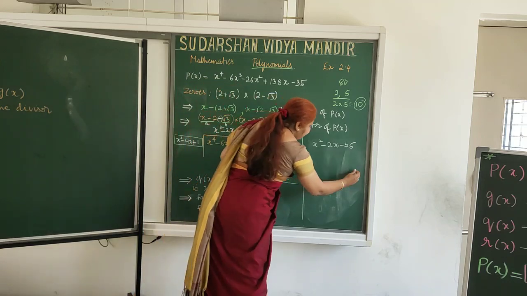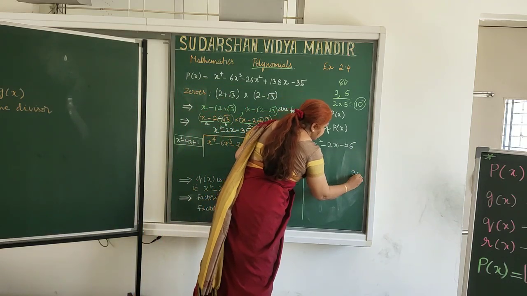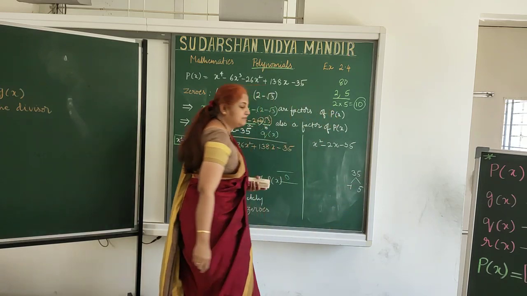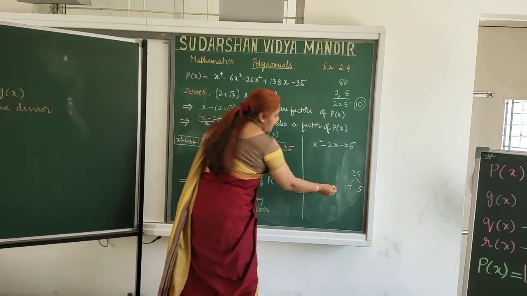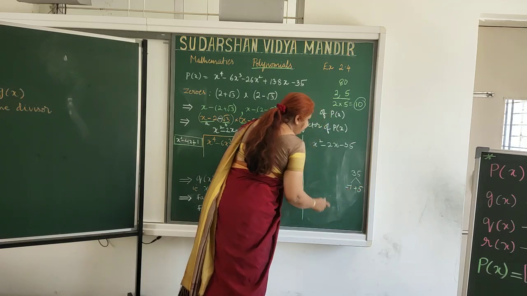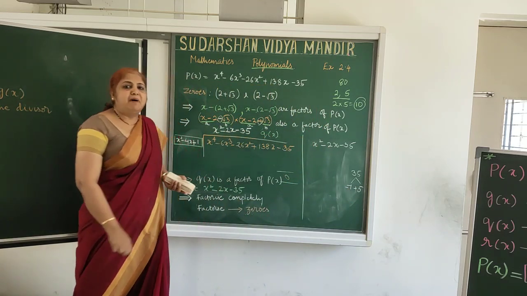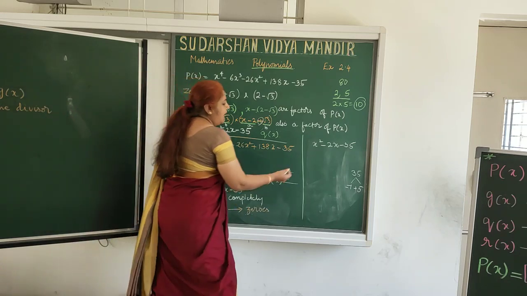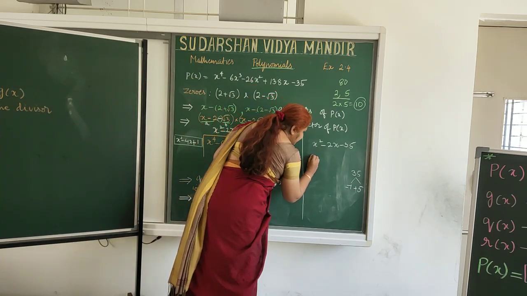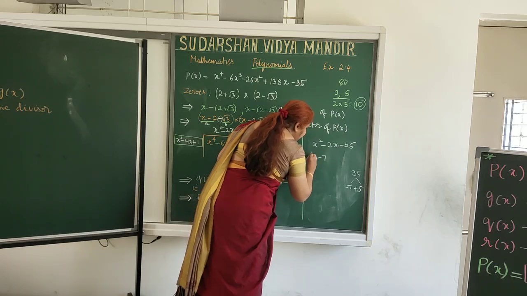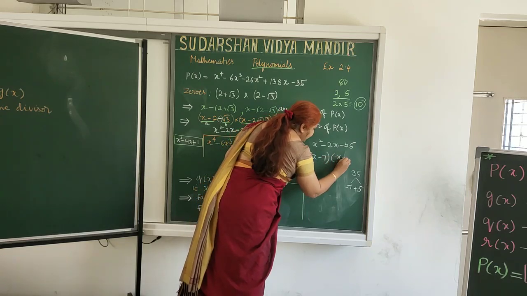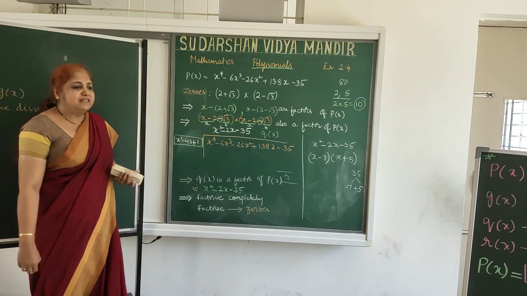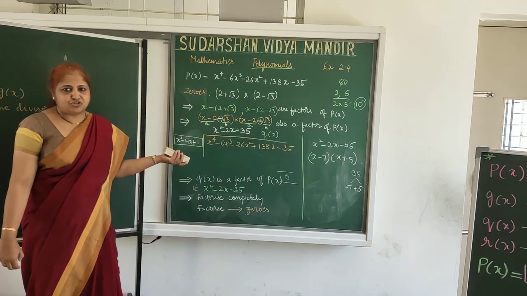If you take 35, the factors 7 and 5, minus 7 plus 5 will give you minus 2 and minus 7 into 5 will give you minus 35. So when I factorize this, I am going to get factors as x minus 7 into x plus 5. These are the factors of the given expression.